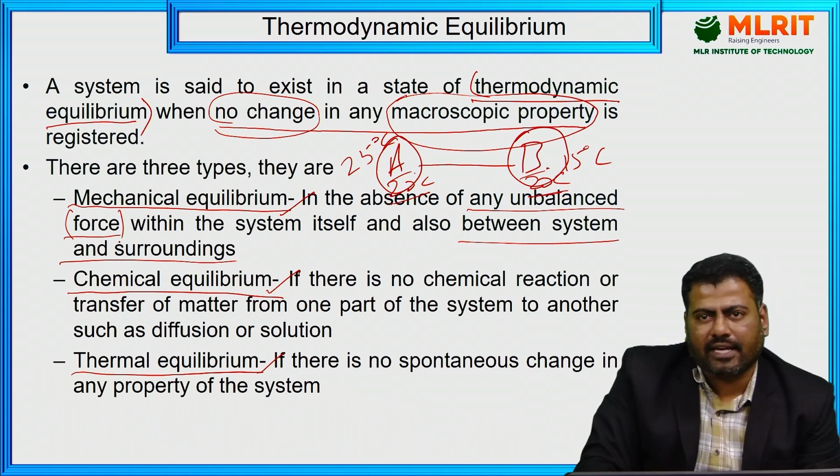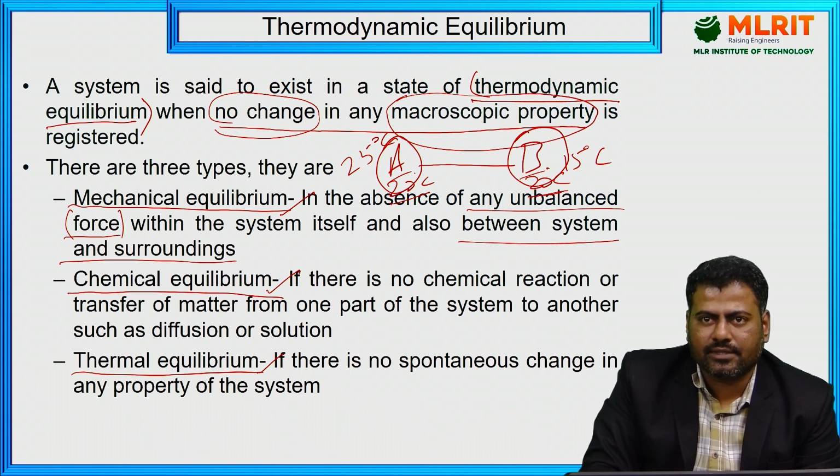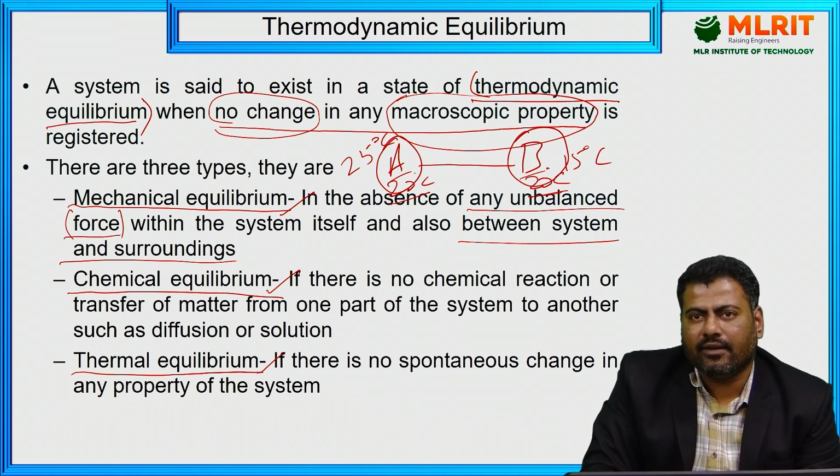If the forces acting on the system are balanced, it might be with respect to reaction forces or whatever forces you have applied, we can say that it is a balanced one. Then I can say the system attains mechanical equilibrium. That is what they have mentioned as the absence of any unbalanced forces, which means the forces are getting balanced. Then we call it mechanical equilibrium.